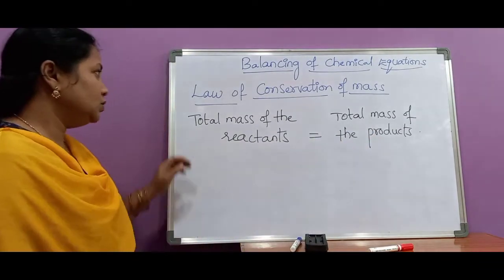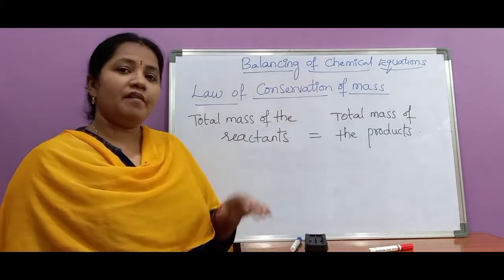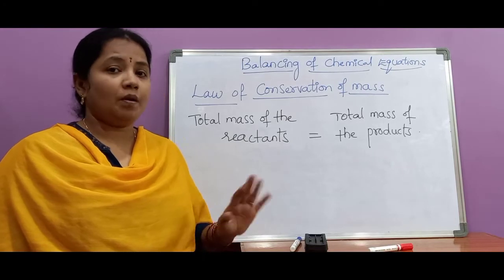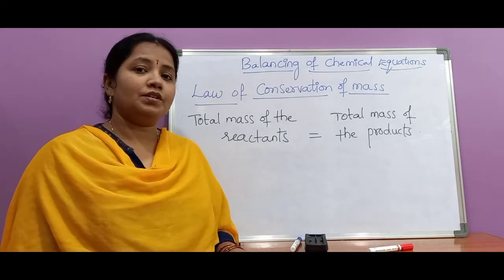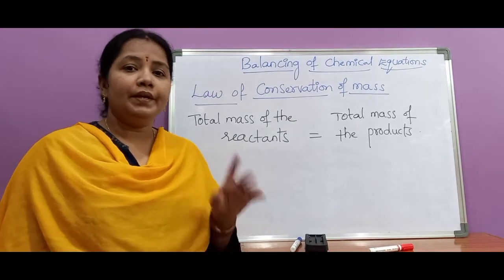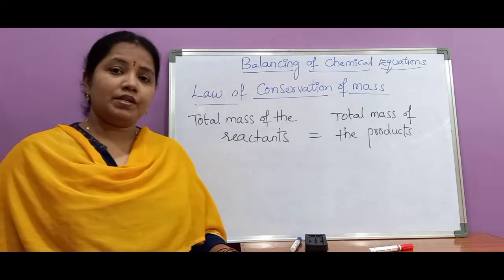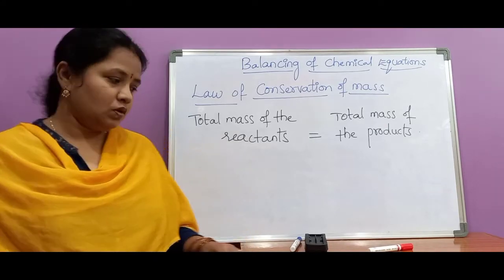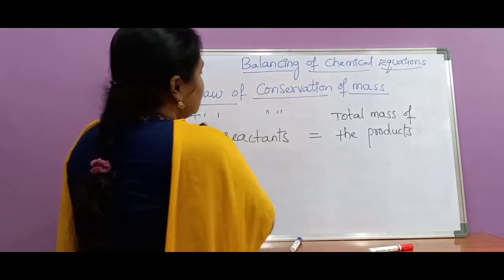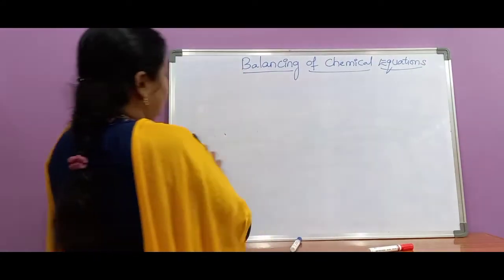So that is called the law of conservation of mass. Mass can neither be created nor destroyed during any chemical reaction. Mass always remains constant. It is possible only when the number of atoms is the same before the reaction and after the reaction. This is the law of conservation of mass.